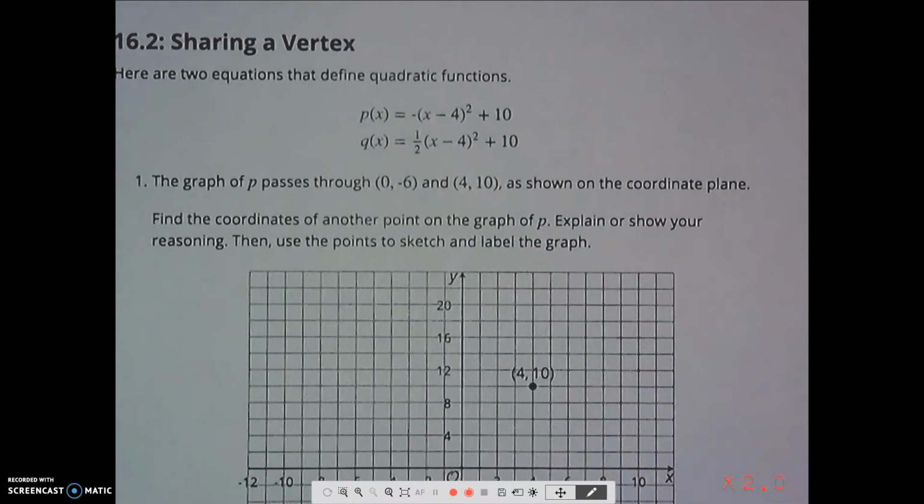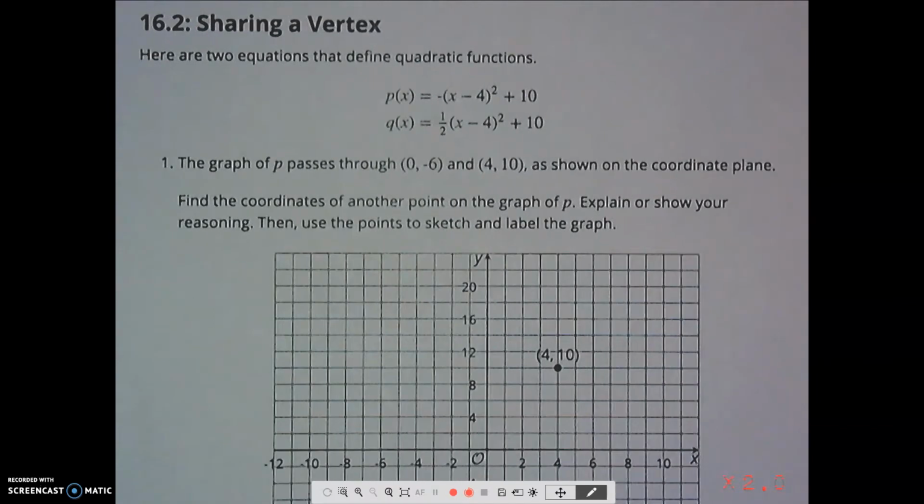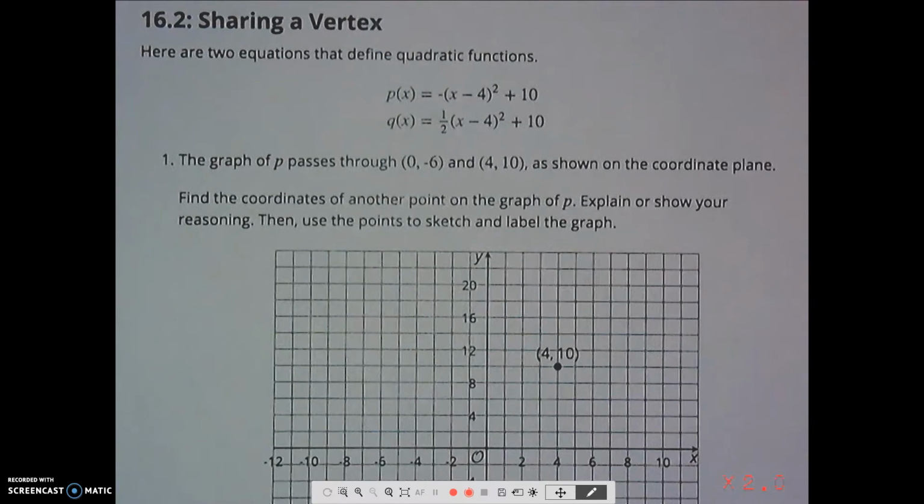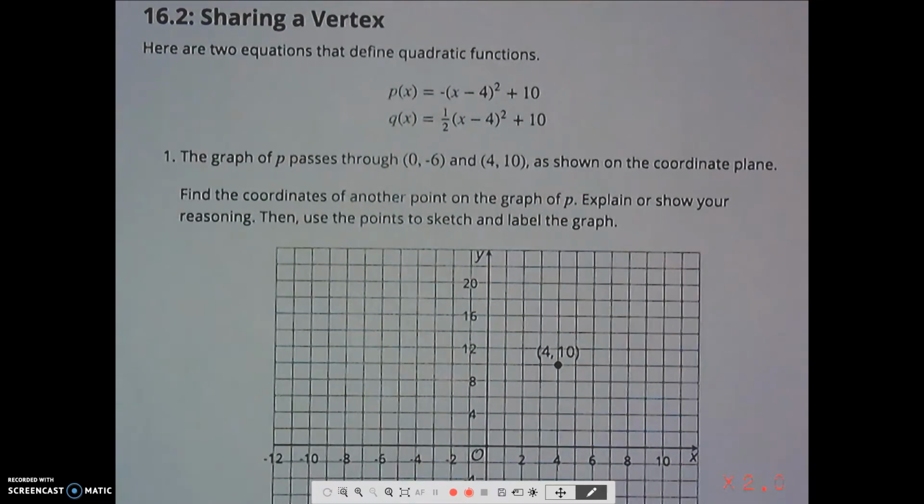All right, let's move on to our next piece. So sharing a vertex. It says here are two equations that define quadratic functions. We have p of x equals negative times the quantity x minus 4 squared plus 10, and q of x equals 1/2 times the quantity x minus 4 squared plus 10. It says the graph of p passes through 0, negative 6, and 4, 10.